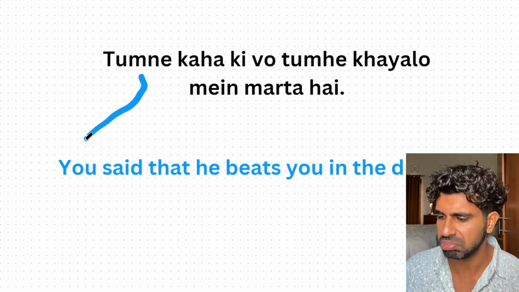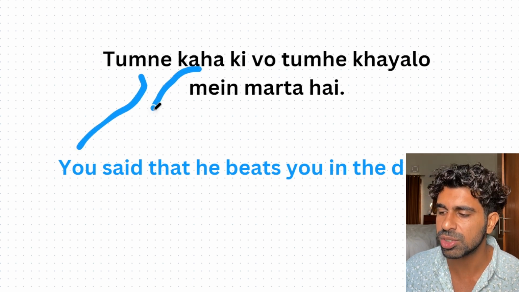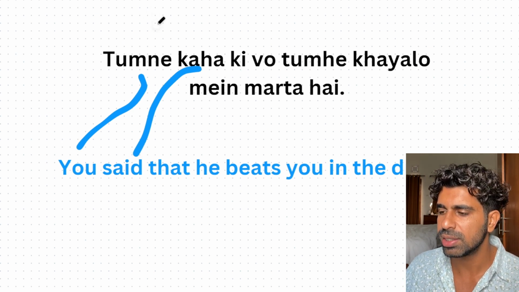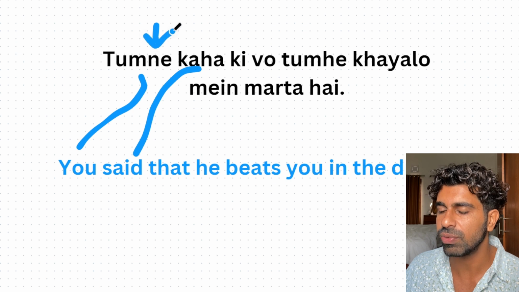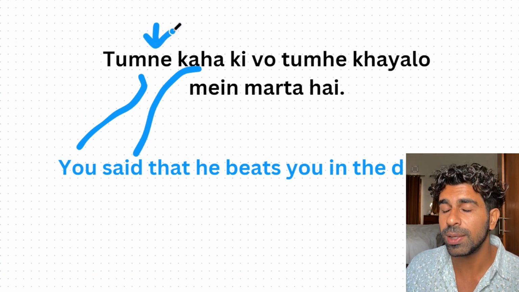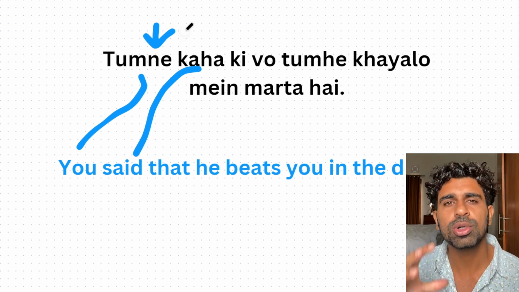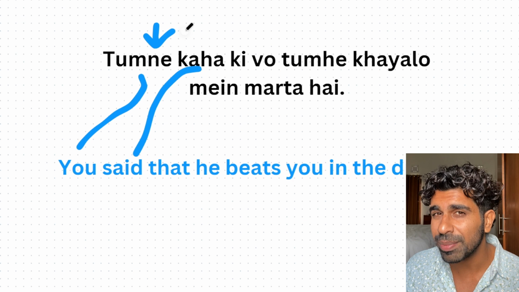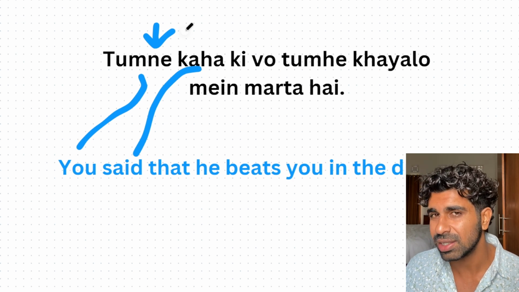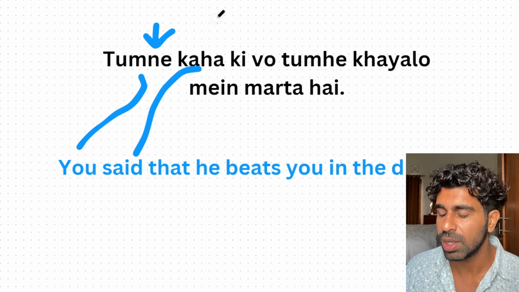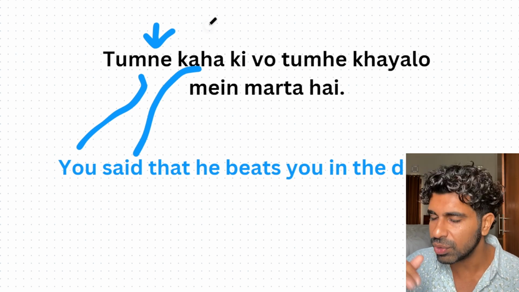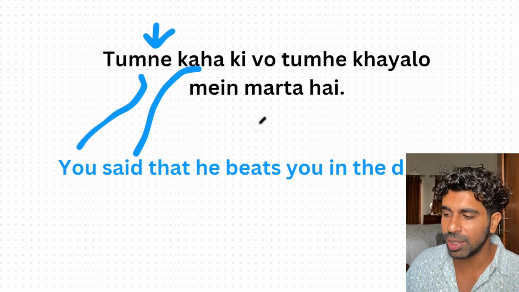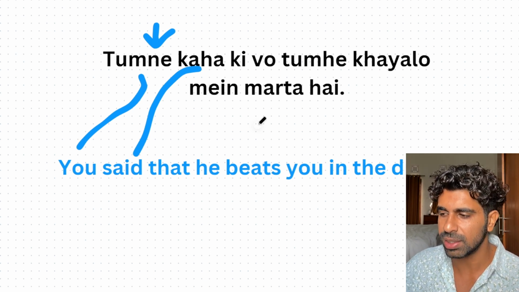Tumne is you, and then tumne kaha becomes you said, right? So this is more for past tense. The ne is the indicator of past tense. So whenever you say maine, I did, tumne, you did, it only goes with certain verbs, not with every verb. You cannot say tumne gaya. That would not make sense. But with kaha, you can say it. So तुमने कहा, you said, कि, that he beats you in the dream, कि वो तुम्हें ख्यालों में मारता है.